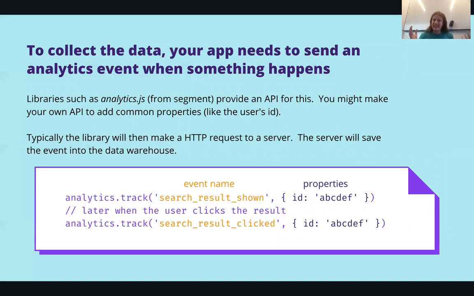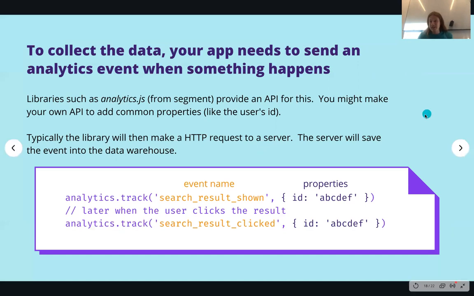But what is this analytics function? Well, there are lots of common libraries out there, and it's worth giving them a look. There are things like analytics.js from Segment, which provide an API for this. What they often do is make an HTTP request to a server in this data pipeline, and the server will then store the event in the data warehouse or the database.